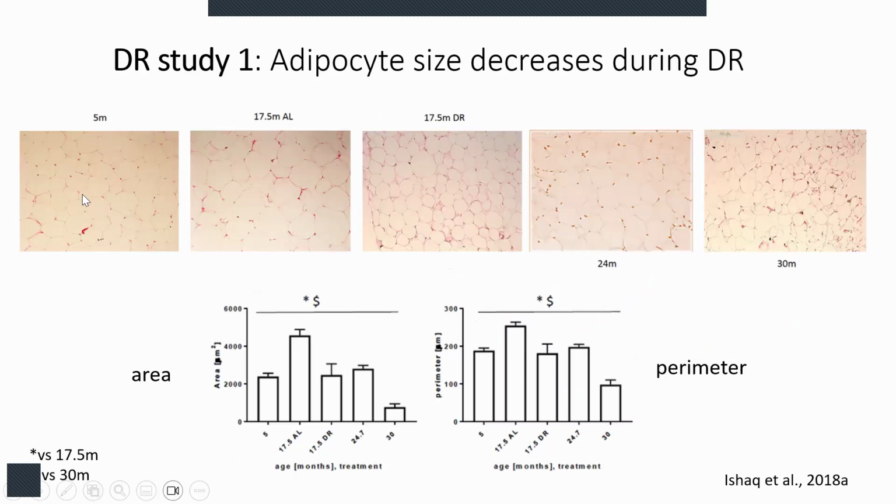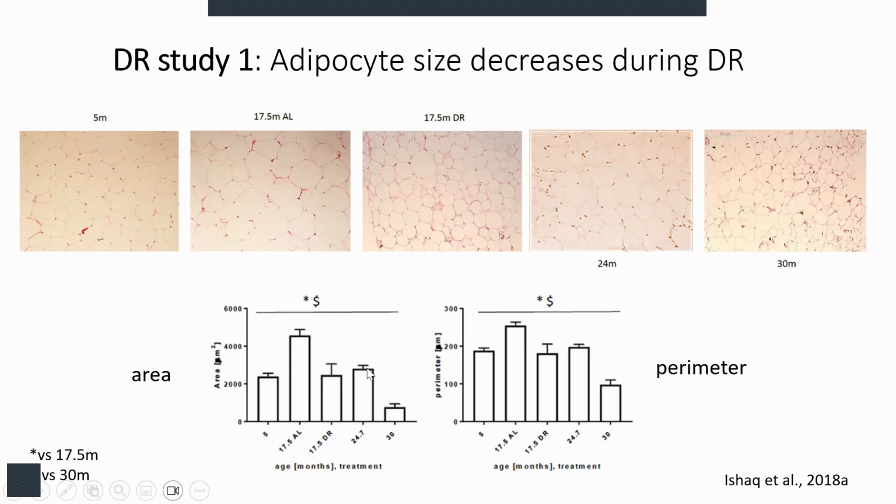expression. So here you can see the late onset study. You might appreciate that at 17 and a half months of AL, so I got a bit confused, maybe even 17 months and not 14 months. But it doesn't matter. Here you see the adipocytes are indeed larger, while in the DR, and you can see this also here on the graph, it is indistinguishable from the 5-month-old young ones at 24 months.